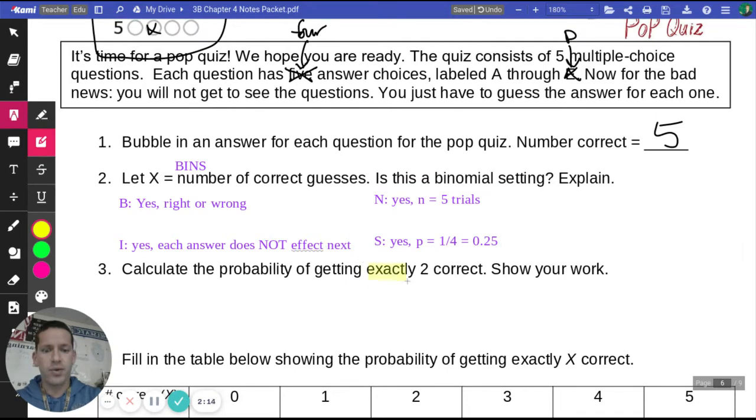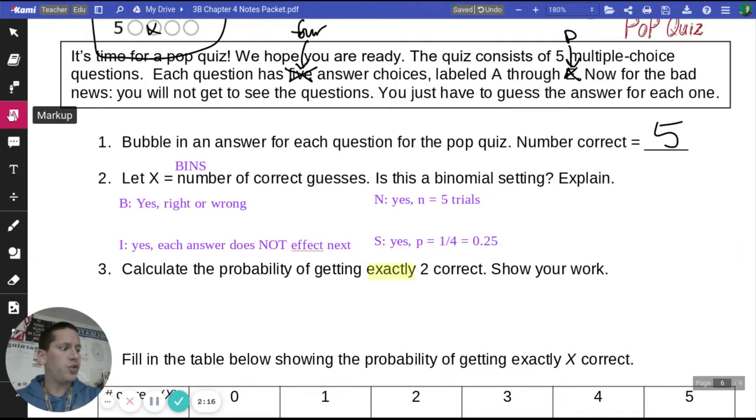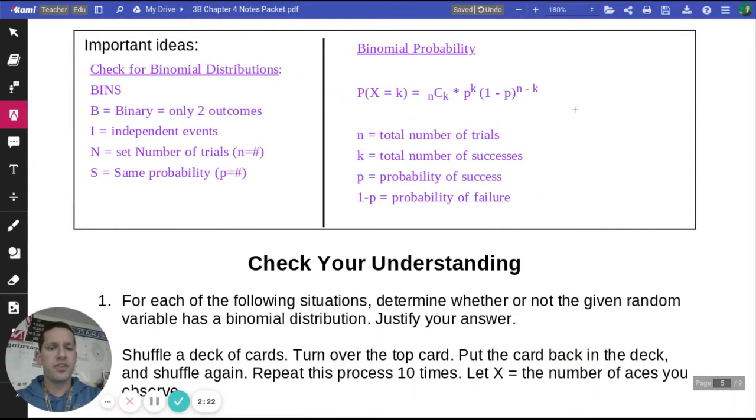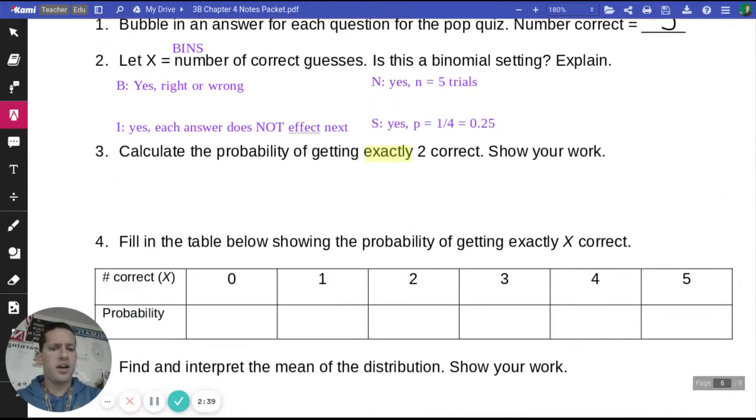Next, we're going to calculate the probability of getting exactly 2 correct. I'm going to highlight that word, exactly 2 correct, and we're going to show our work. We have notes from last time. We're going to use this formula here. We're going to choose 5 questions. We're going to choose 2 correct. So we're going to have the probability of 0.25 of getting it correct raised to the second power, times 1 minus that 0.25 to the n minus k, the 5 trials minus the 2 correct.